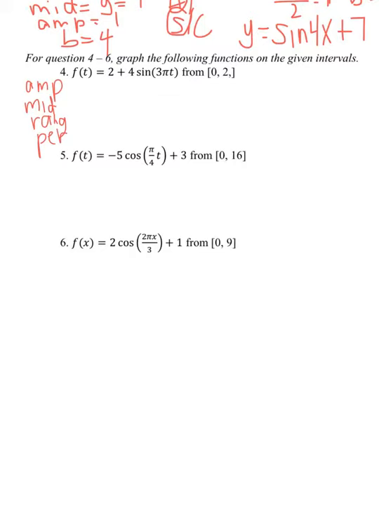So for number 4, my amplitude is 4. The midline is y equals 2. So my range is from -2 until 6. You go up 4 and down 4 from 2. The period is 2 pi divided by 3 pi, which is 2 over 3.